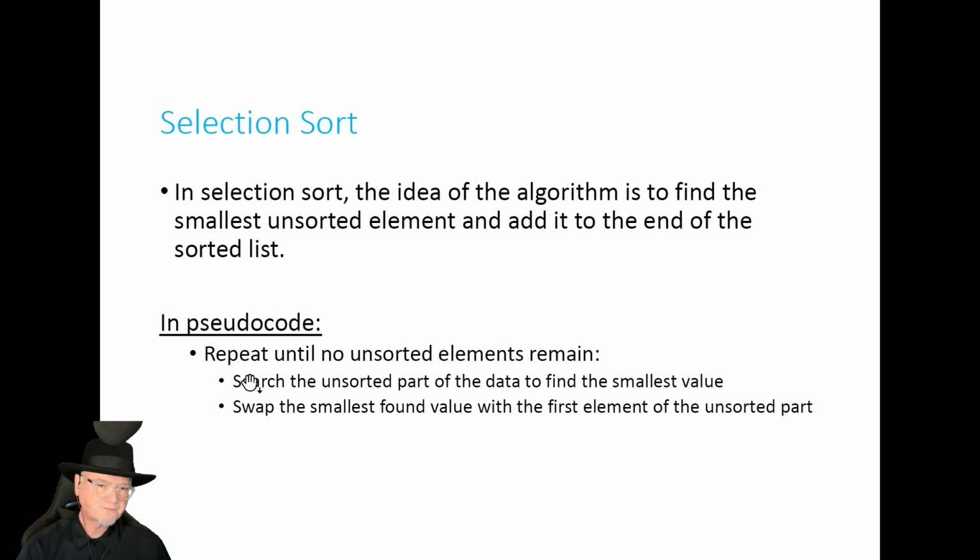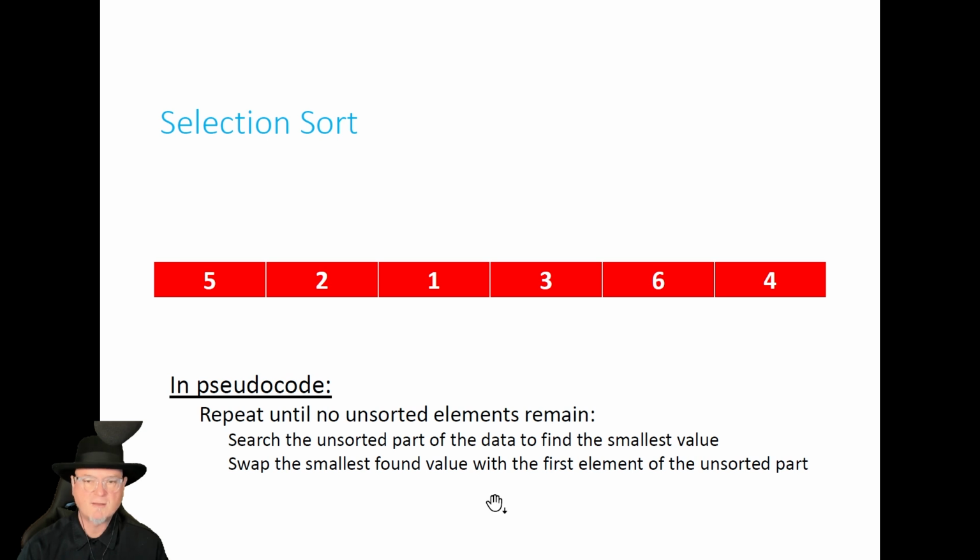Pseudocode is that we define a condition that we repeat this until there are no unsorted elements that remain, and we search the unsorted part of the data, so the address plus 1 to the right, until we find the smallest value, and then we swap the smallest value we found with the first element of the unsorted part. So it's quite a simple algorithm, and we did talk about this a lot.